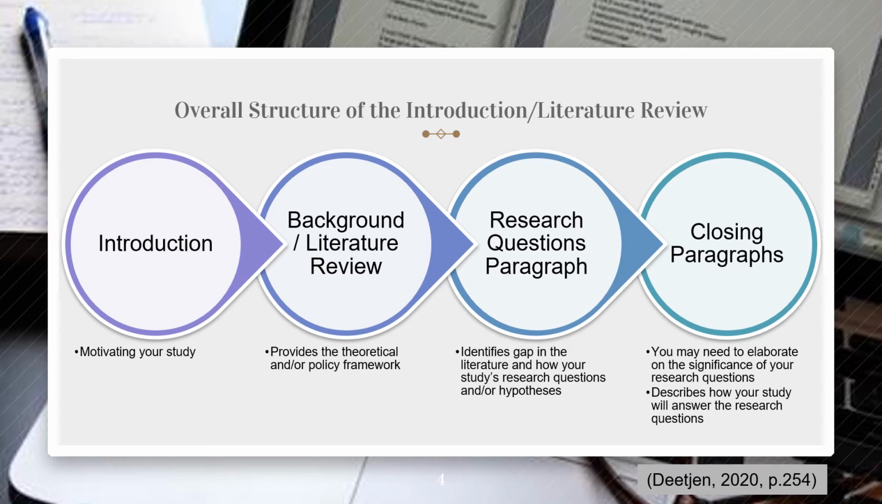So what you'll be doing is you'll provide the big motivation of your study, then get a little narrower by providing the theoretical and or policy frameworks in your background literature review. You identify the problem that your study will be addressing in the research questions paragraph. And in the closing paragraph, you may need to elaborate on the significance of your study and describe how your study will answer the research questions that you've developed. In other words, you're being very explicit, not just in providing the rationale for your study, but also showing the reader why your study is important and how it will contribute.